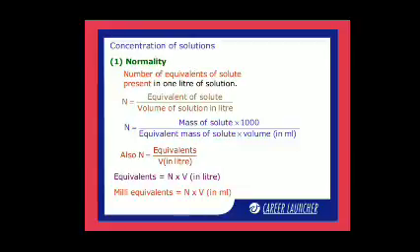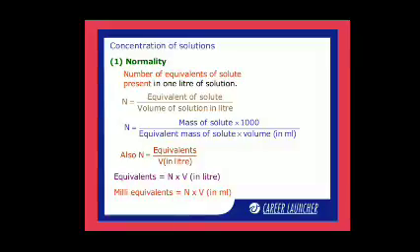Concentration of solution, normality: number of gram equivalents of solute present in 1 liter of solution. Therefore, N is equal to number of gram equivalents of solute by volume of solution in liters. N is equal to mass of solute into 1000 by equivalent mass of solute into volume of solution in milliliters. Also, N is equal to equivalents per volume of solution in liters. Therefore, equivalents is equal to N into V in liters. Milliequivalents is equal to N into V in milliliters.